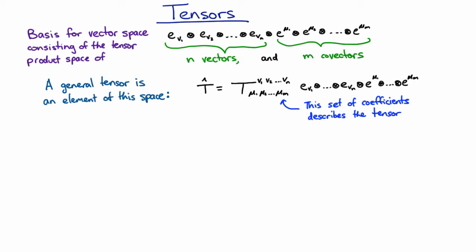So to change reference frame for my tensor, all I have to do really is change the reference frame for each of my basis vectors and covectors, because it's simply made up of vectors and covectors, and I know how they transform when I go from one coordinate system to another, or one reference frame to another. Let's have a look at an example.